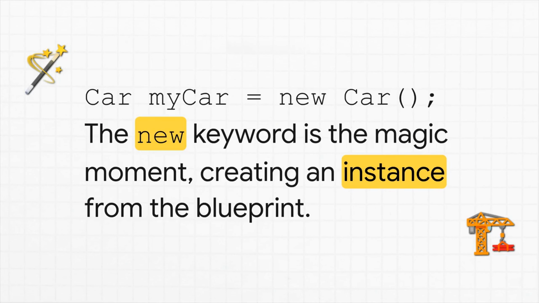This line of code right here, this is where the magic happens. See that little word new? That's the construction crew. It takes our car blueprint, goes out to the memory, and builds a brand new car object. My car isn't just a plan anymore. It holds our actual usable car.